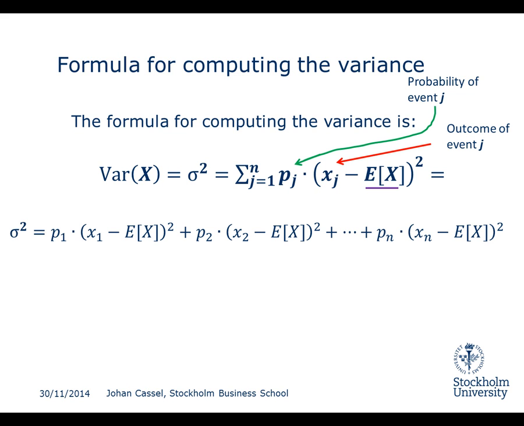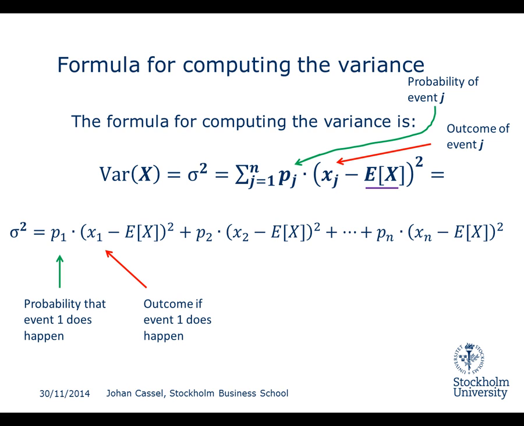If you put it in this form instead, we could say that x1 was the outcome if event 1 does happen. P1 was the probability that event 1 does indeed happen. And E(x) was the expected value. So within the parentheses, this was the deviation from the expected value in case of event 1. So how much do we get if event 1 happens compared to what the expectation is?